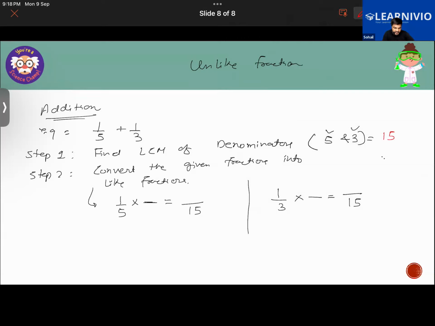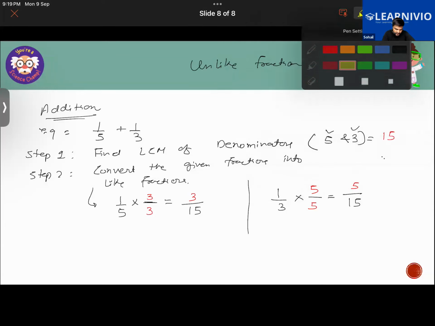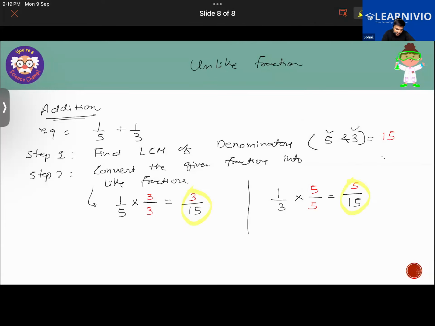For this one, I will be multiplying the denominator with 3. 3 5s are 15. But the numerator also has to be multiplied with 3, so the number I will be getting is 3 upon 15. 1 3 is 3, 5 3s are 15. And here I have to multiply with 5, the numerator and the denominator: 5 upon 15. Now we are getting fractions with the same denominator, so we have achieved our goal of converting them into like fractions.